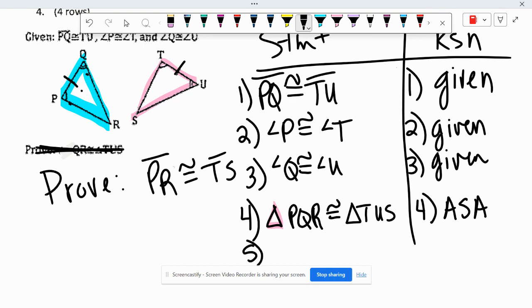Well, then statement number 5 can be that PR is congruent to TS by CPCTC. I wanted you to see a proof like that.